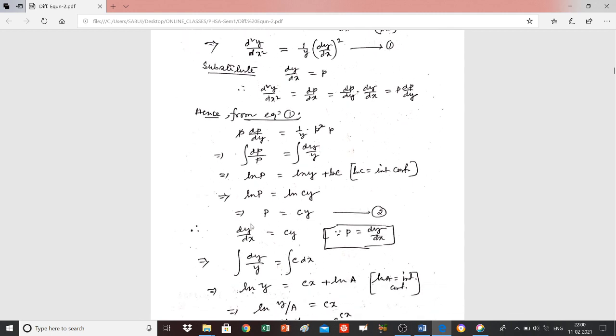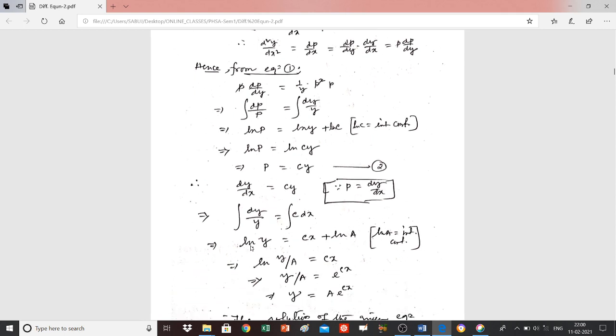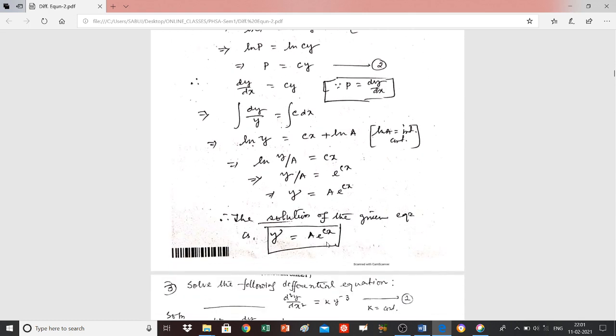Now substitute the value of p, that is dy/dx = cy. From here, rewrite this as dy/y = c dx. Integrate both sides of this equation. That will result in log y = cx + log a, where log a is another integrating constant. So log(y/a) = cx, or y/a = e^(cx), and y = a e^(cx). So the solution is y = a e^(cx).